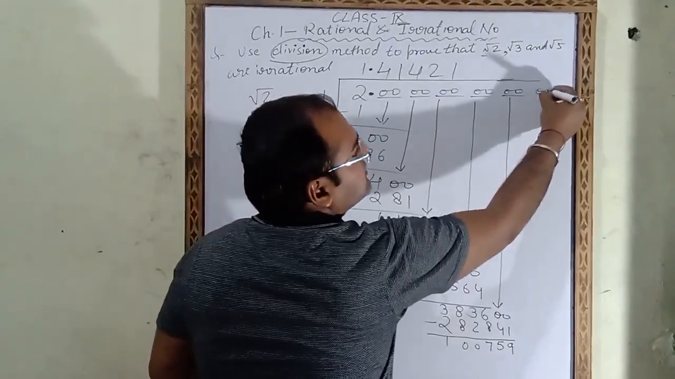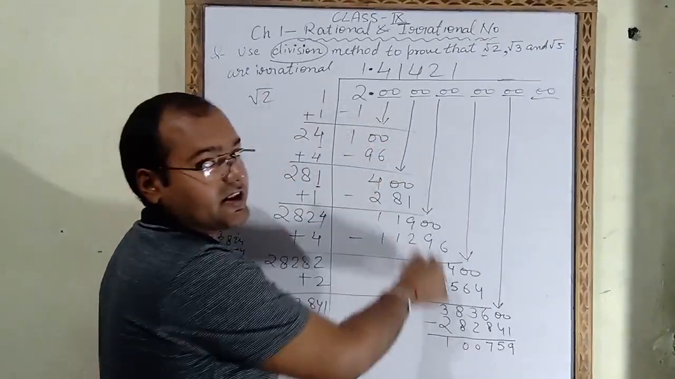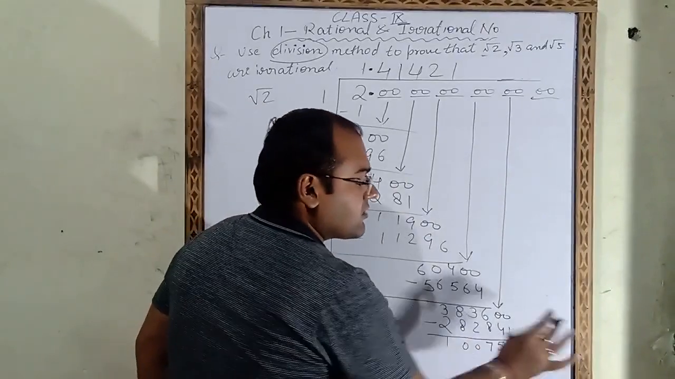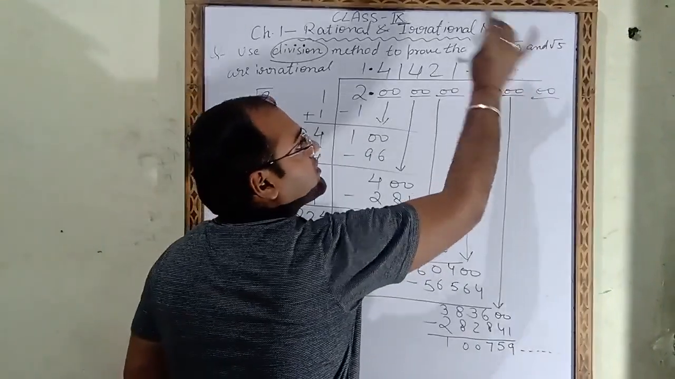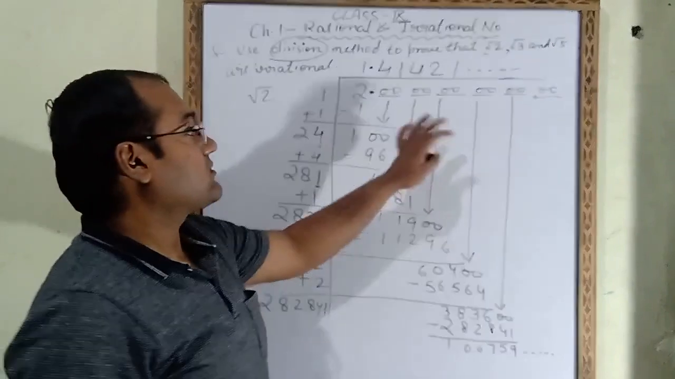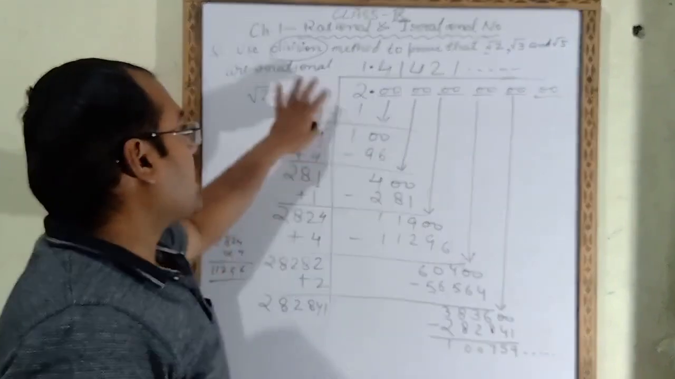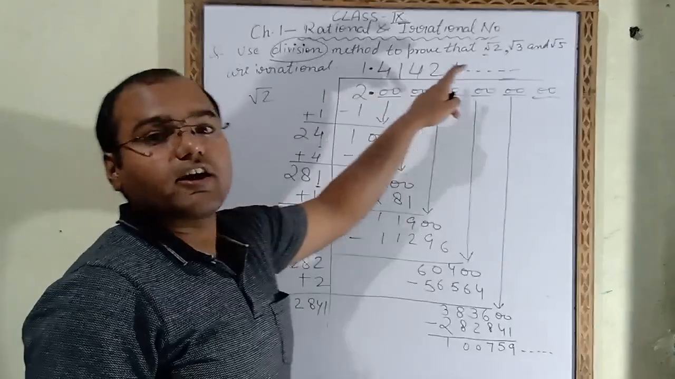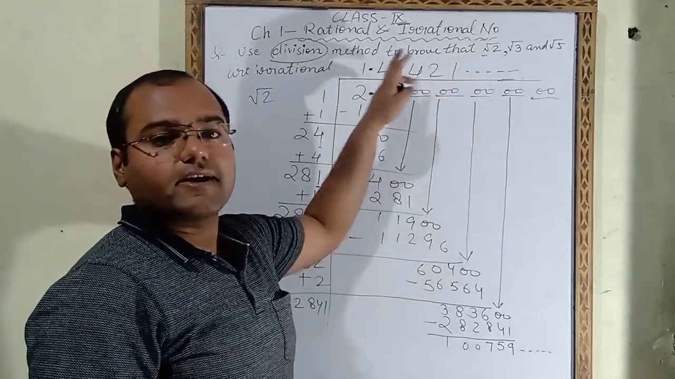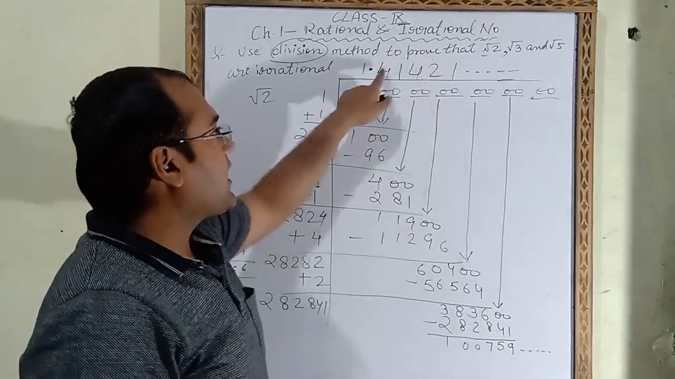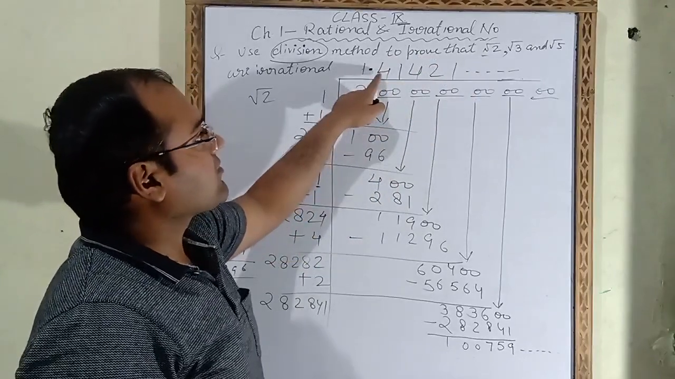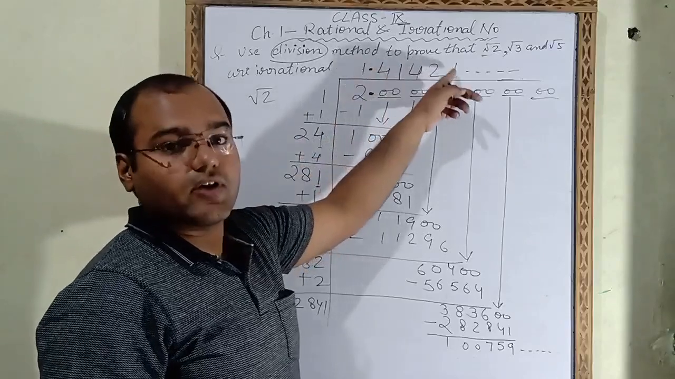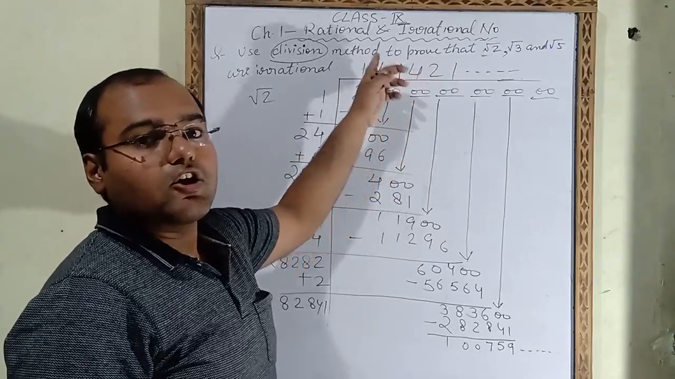We can take more zeros and it will continue like this. It will not end. That means this is not finished, and this answer is also not finished. So what we observed here is that the answer of square root of 2 is non-terminating. It is not getting finished. That's why it is non-terminating, and this answer is not repeating also. 4, 1, 4, 2, 1, the digits are coming different. It is not repeating. That's why it is non-recurring also.